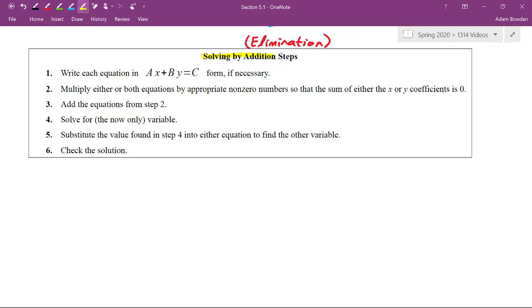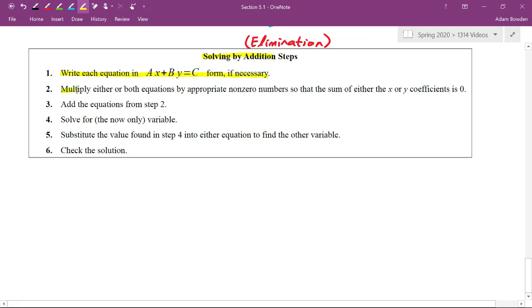So the way we do this is we first start out by writing each equation as ax plus by equals c, if necessary. And by that we mean get the x and y terms together on one side and leave any constants on the other side.